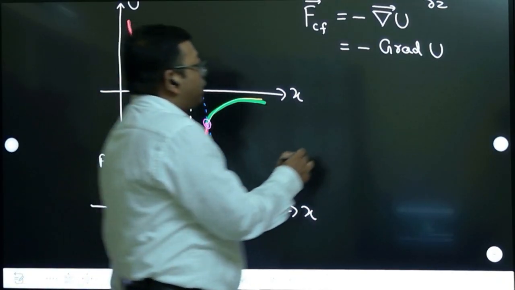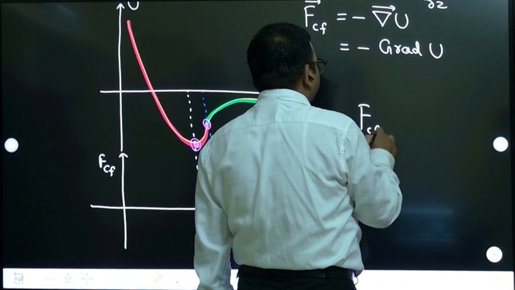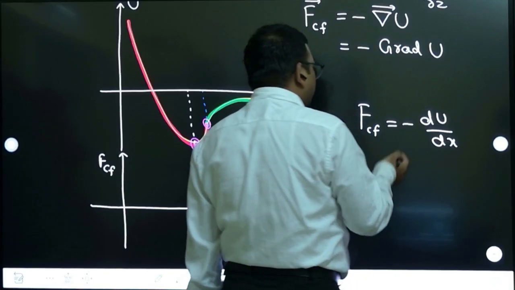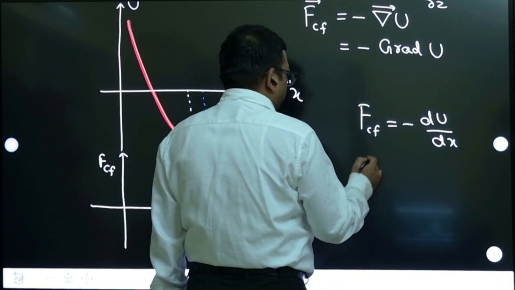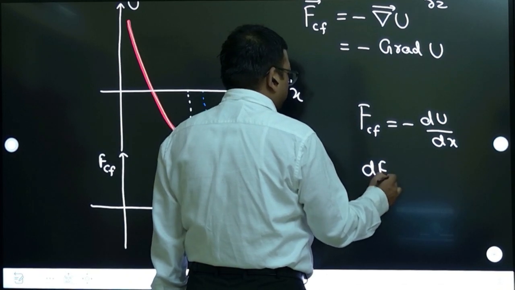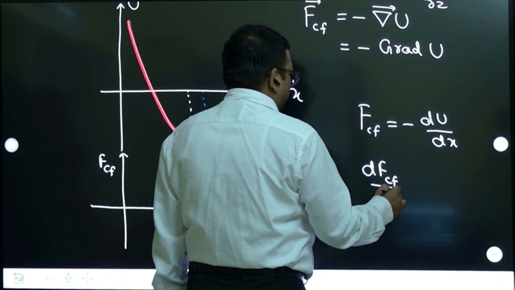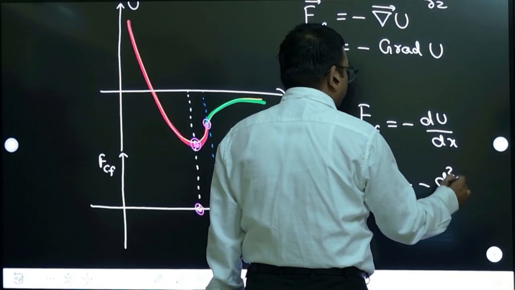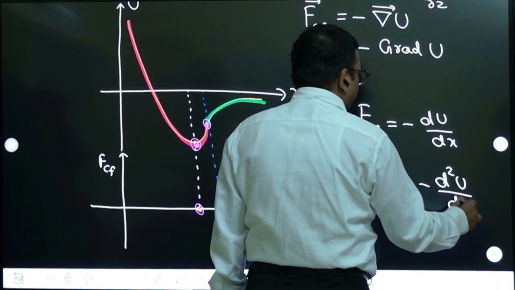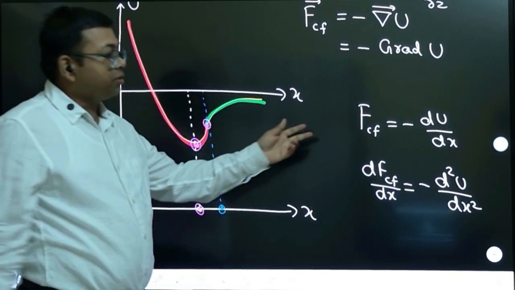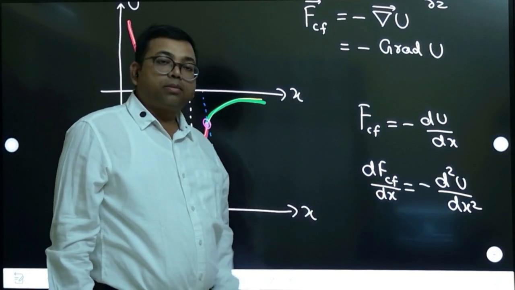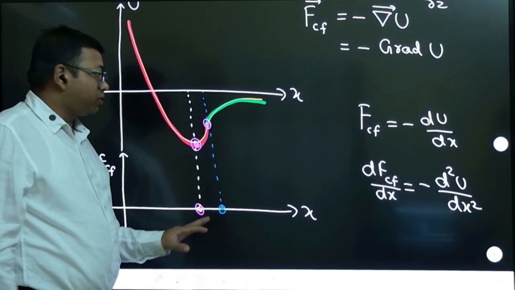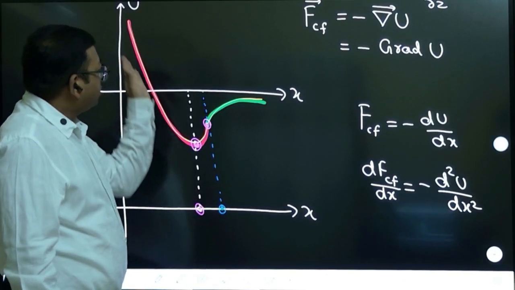We know that the conservative force is given as minus dU/dx. Suppose I differentiate this, that means I differentiate force with respect to x. Then the minus is there, and the differentiation becomes the double differentiation, d²U/dx². So if you differentiate force, you get minus the double differentiation of potential energy. So I want to draw the force graph.